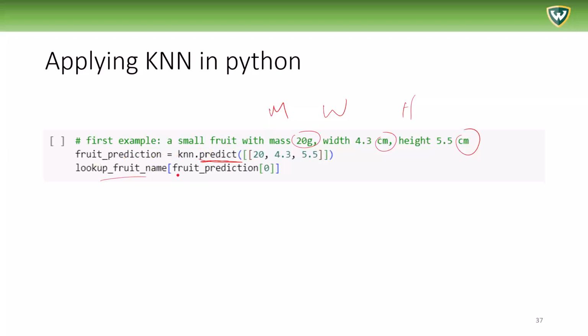And here, this lookup fruit name is just because at some point we switched the label with the name, so here it's just connecting the label with the name. And once you apply this value, you get a result. Well, it looks like the model predicts this is a mandarin, given the information that you gave. But the idea is that we can use this function to make the prediction from the built model.